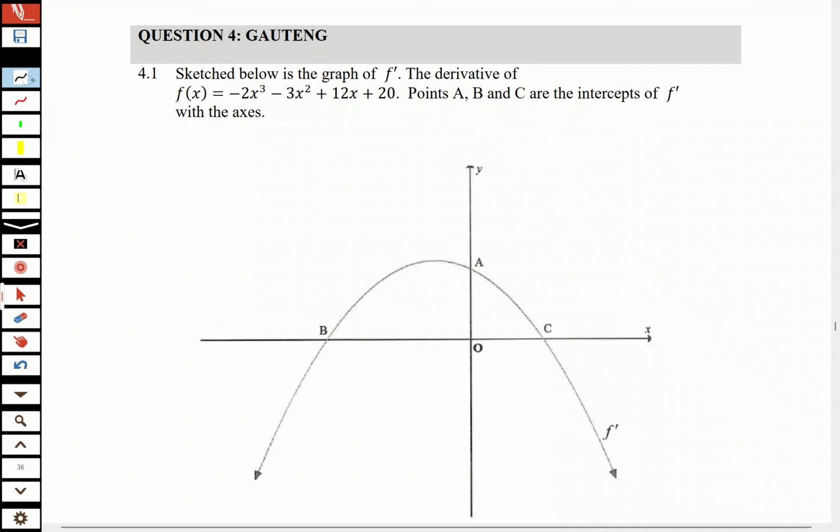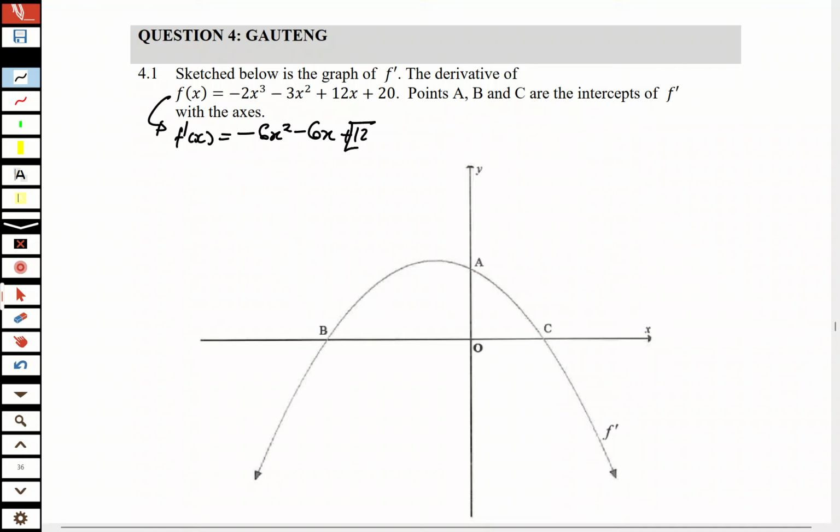So now they say that the sketch below is the graph of f prime. What is f prime? This is the derivative of f of x. So since it is the derivative of f of x, let's take the derivative of this. When we take the first derivative of this, we're going to have negative 6x squared minus 6x plus a positive 12.